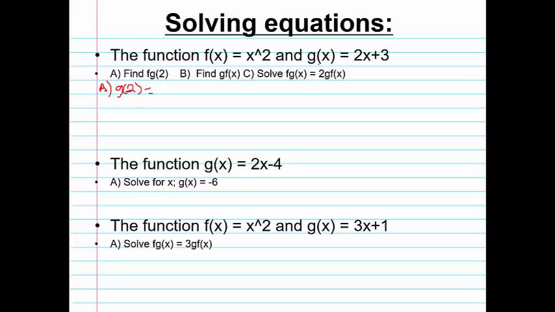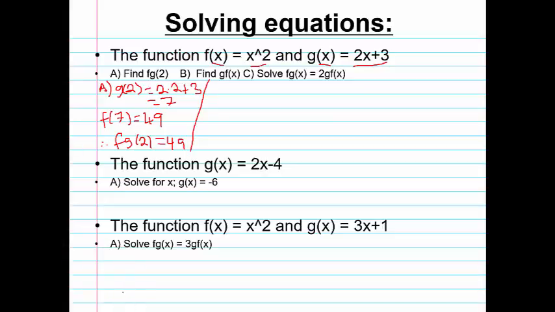The rule said whatever's inside the bracket, you multiply by 2, then you add 3. So it becomes 2 times 2 plus 3, which is 7. Now you do f of 7, which is x into x squared. You square it, this becomes 49. So f g of 2 is 49. That's what you do for question A. The easiest one by far.